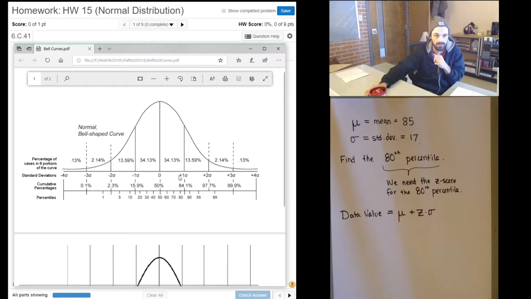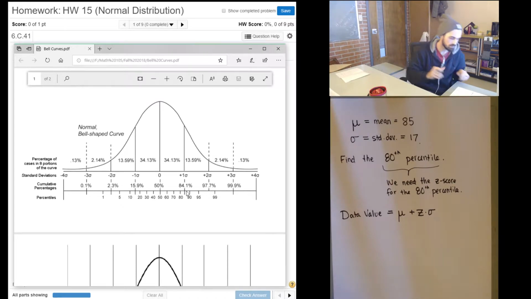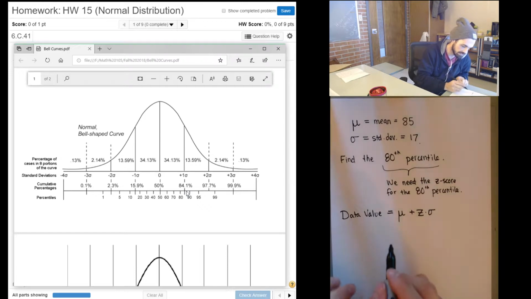the 80th percentile should be just shy of one standard deviation due to this chart. Here's my 80th percentile. If I follow that up, I'm just to the left of one standard deviation. So I need to go from my average plus probably 3/4 of a standard deviation. So that's the overarching idea. Now let's get down into the nitty-gritty.